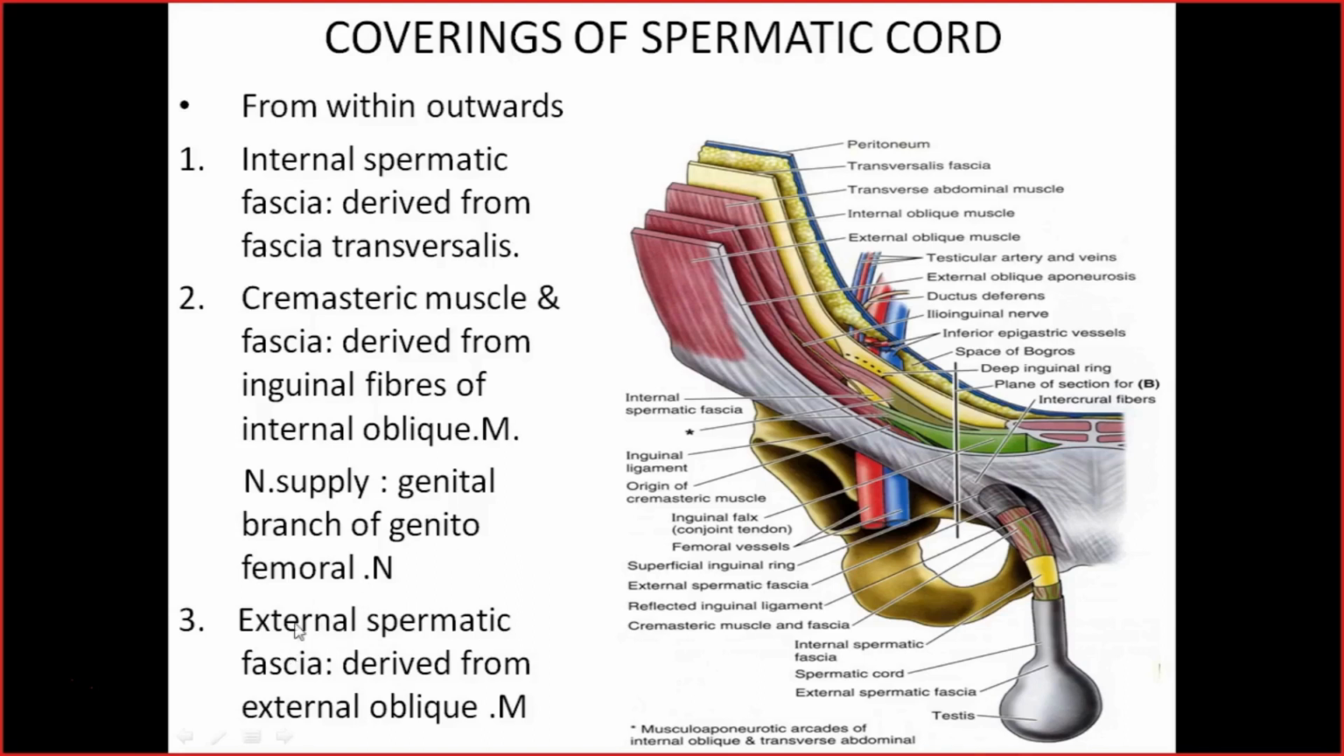Now we will remember the last, outermost layer, that is the external spermatic fascia. It is derived from the external oblique muscle. These are the 3 coverings of the spermatic cord: internal, middle and outer. The internal spermatic fascia is formed from fascia transversalis, the middle layer is formed by the cremasteric muscle and its fascia, and the outer layer we call the external spermatic fascia, which is obtained from the external oblique muscle.